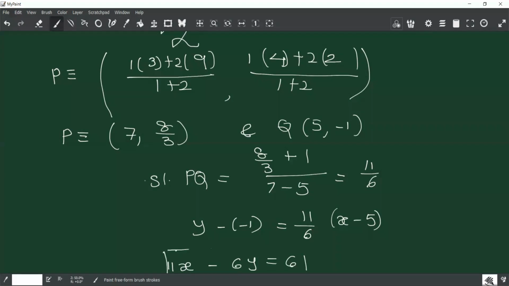Could you do it on your own? Rutuja, please check the slope. Slope is not 1 by 6, beta. Slope is 11 upon 6. Yes, Soham. Rutuja, you will have to check your slope, please, because the equation of the line that you are showing me has slope 1 by 6, and our slope that we got is 11 upon 6. Please check. Oh, you understood your mistake?